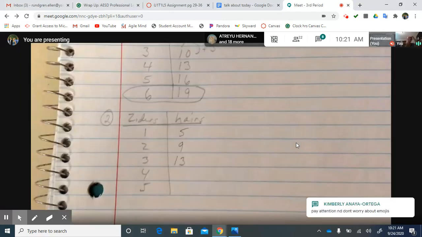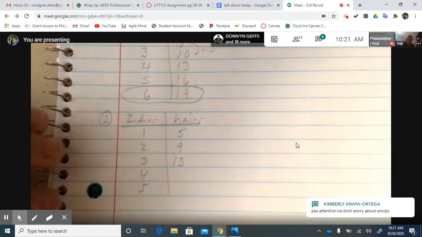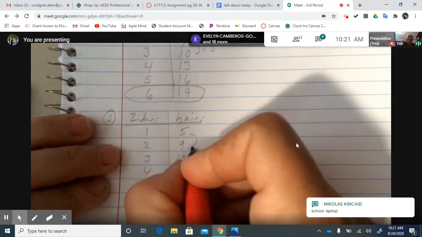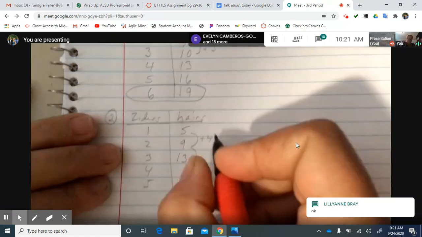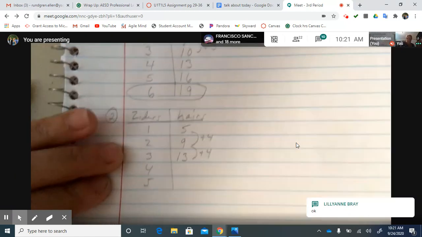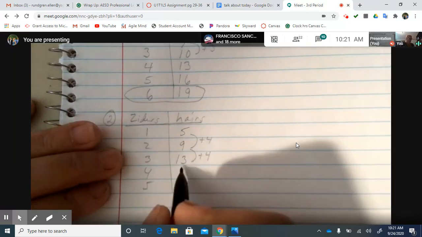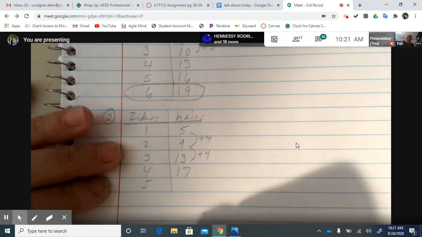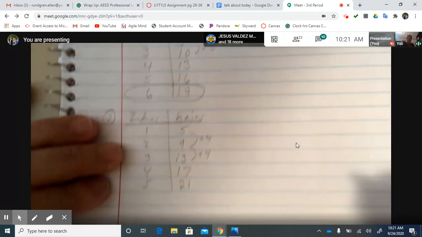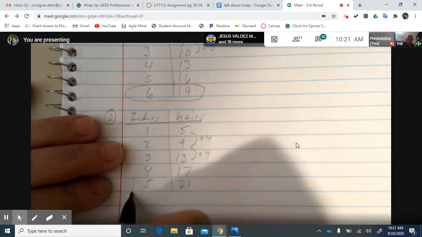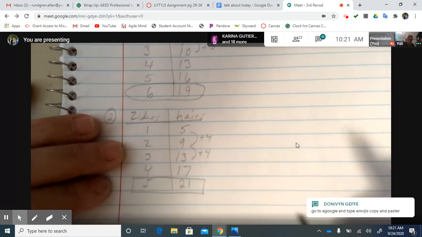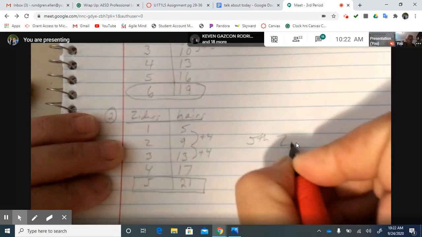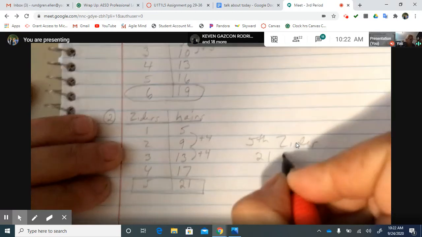So on my paper, I've got going from 5 to 9. We're adding 4 each time. So if we add 4 to 13, we get 17, and then 21. So we wanted to know the 5th Zyder. It has 21 hairs.